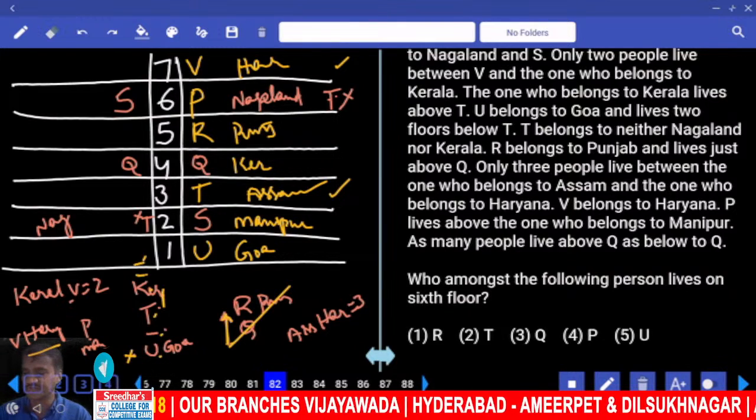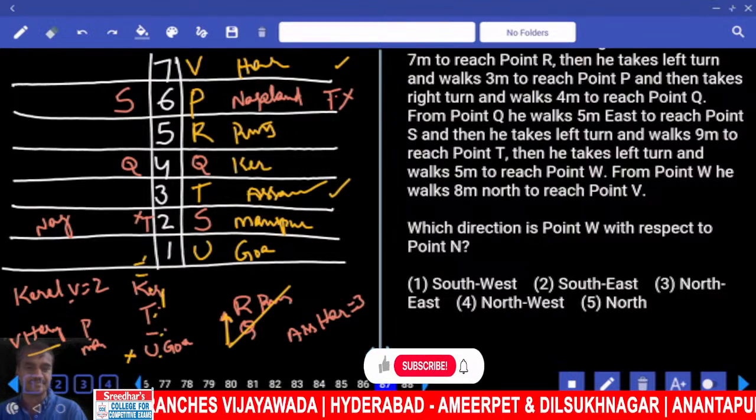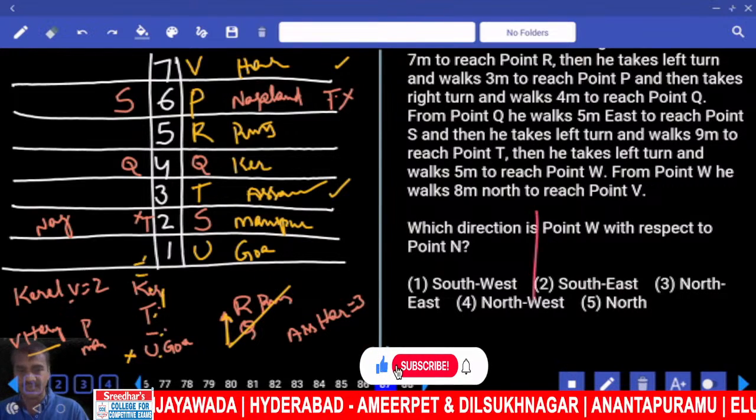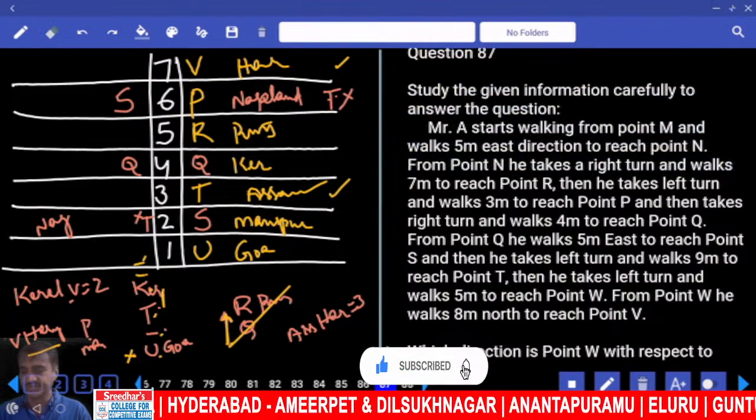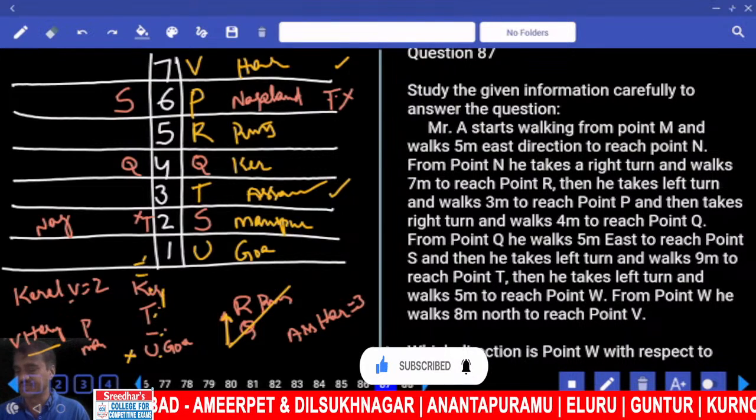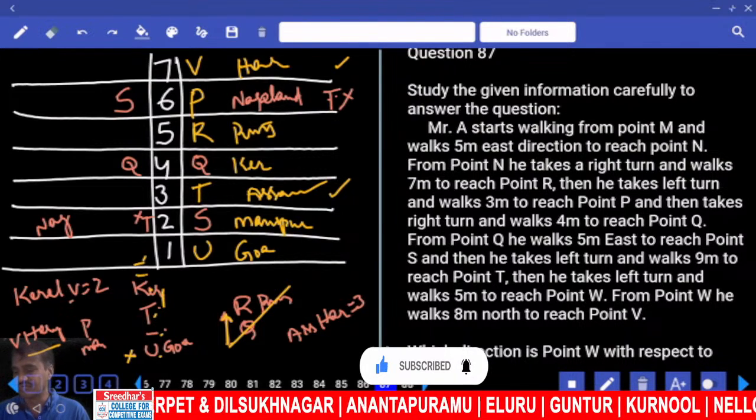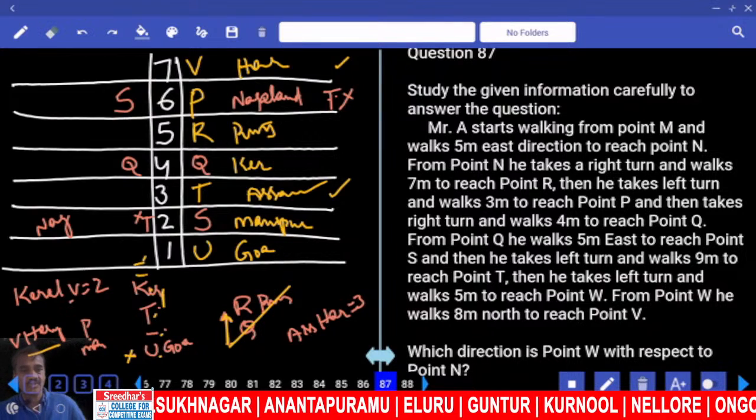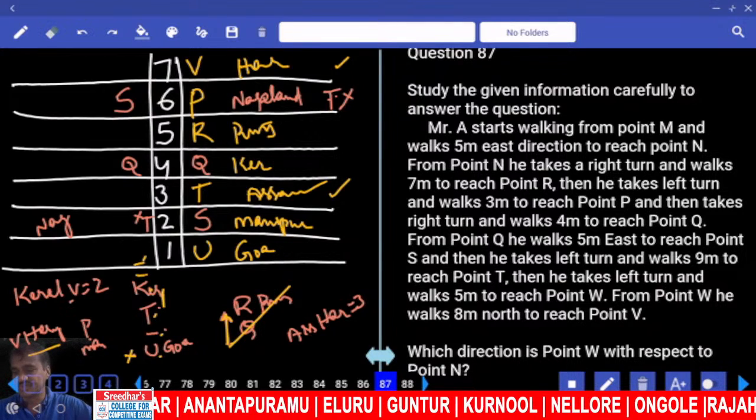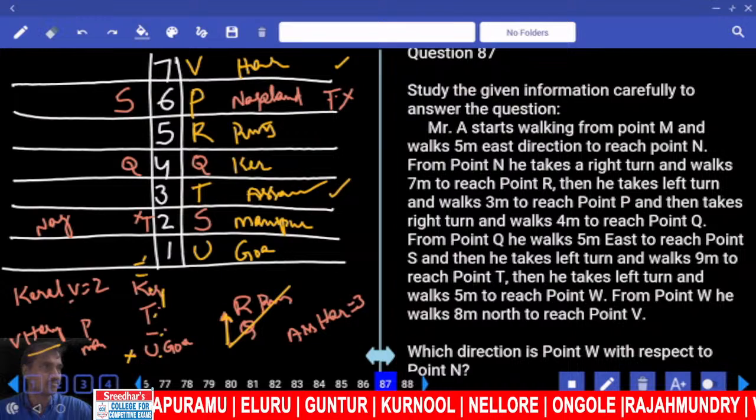Now question numbers 82 to 86. Then 87 onwards comes under which category? First or the second? Directions always come under the first priority. Now question number 87 onwards, 87 to 89.